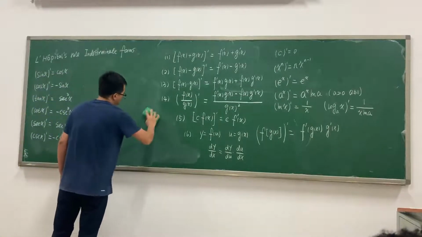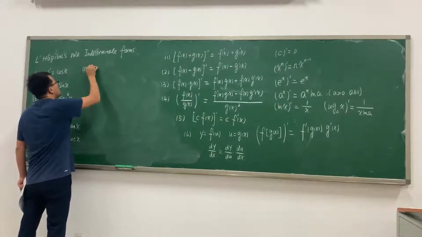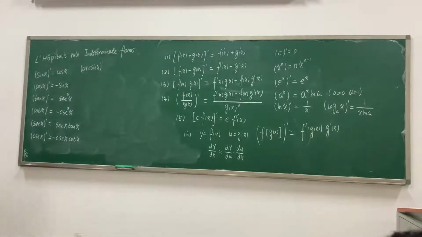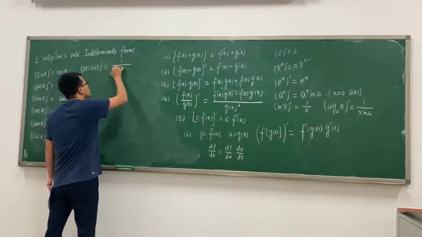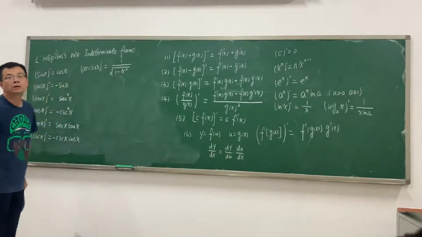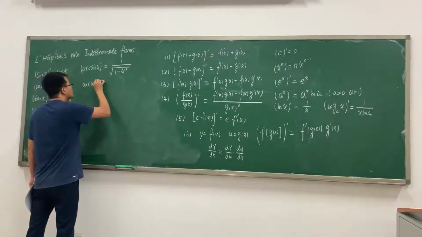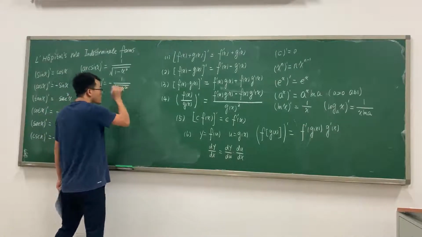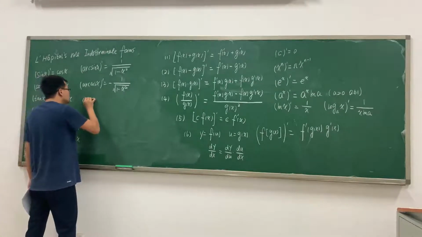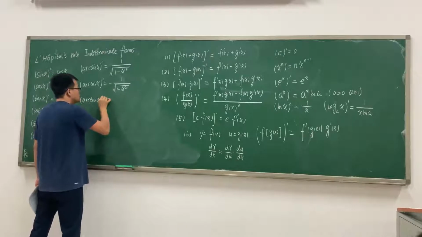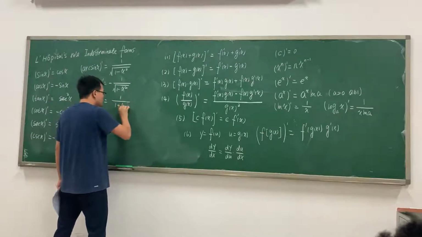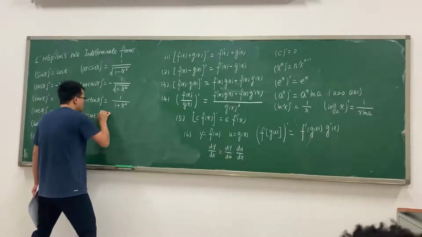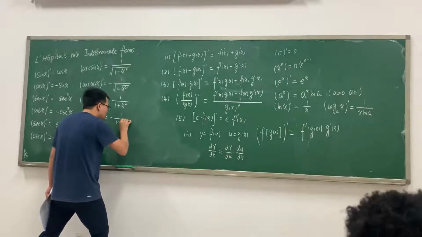Now we have another one, arc sine. The derivative of arc sine is 1 by the square root of 1 minus x squared. Arc cosine x derivative equals minus 1 by the square root of 1 minus x squared. Arc tangent x derivative is 1 by 1 plus x squared. And arc cotangent x derivative is minus 1 by 1 plus x squared.